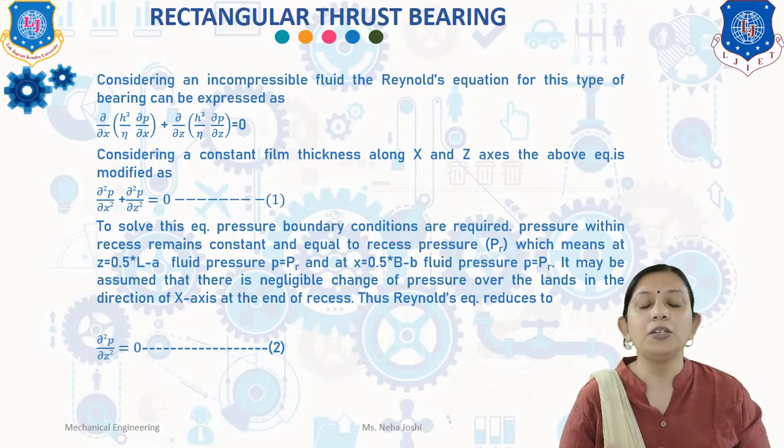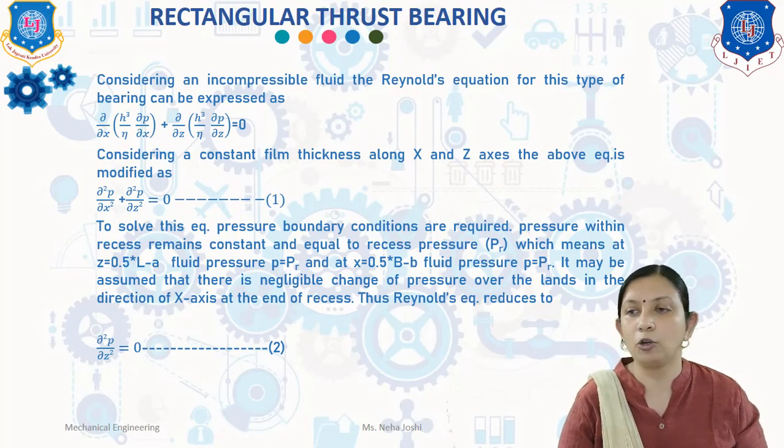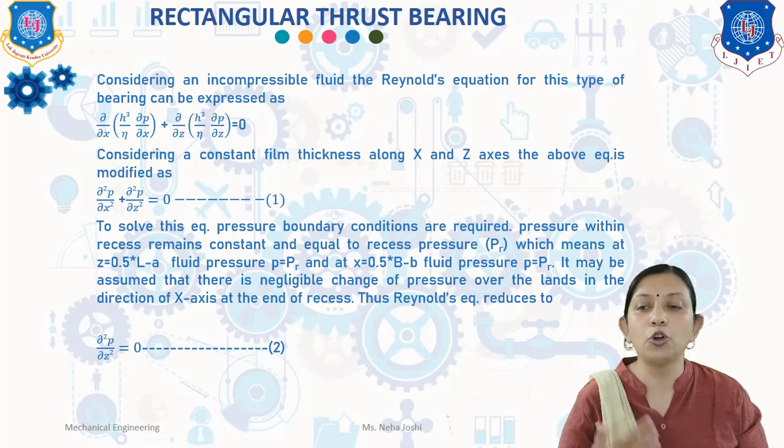The pressure within the recess remains constant and equal to the recess pressure PR, which means at Z equal to 0.5 into L minus A, the fluid pressure P is equal to PR, and at X equal to 0.5 into B minus B, the fluid pressure P is equal to PR. It may be assumed that there is a negligible change of pressure over the lands in the direction of the X-axis at the end of the recess.